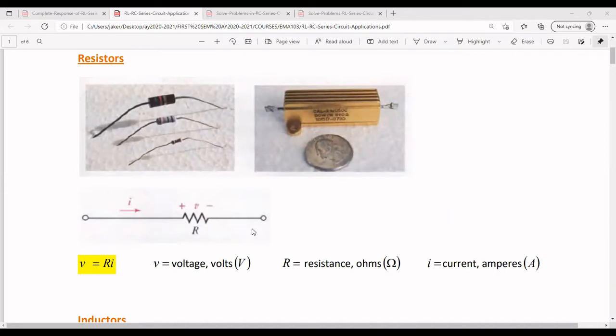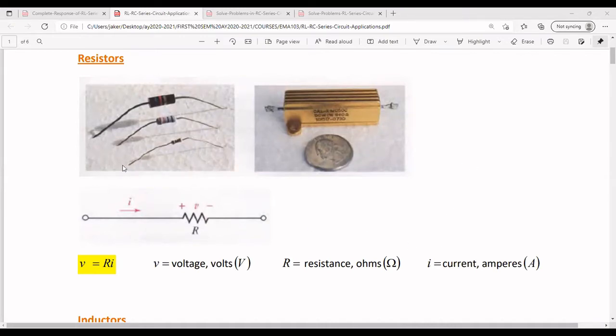So RL circuits, meaning you have a resistor and an inductor. RC circuit, you have a resistor and a capacitor. Okay, as I've said already, we will not have a circuit where all three are present, because that would be a higher order differential equation for the mathematical model.